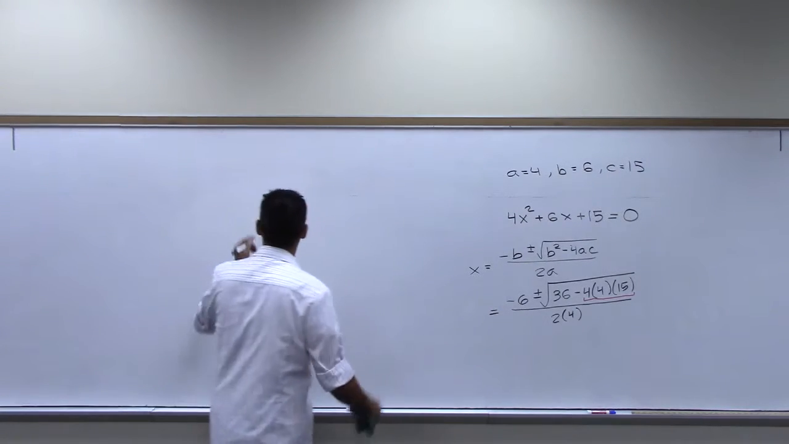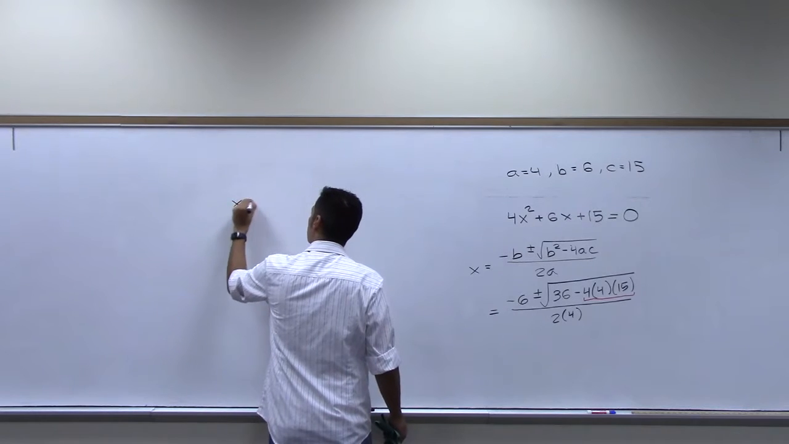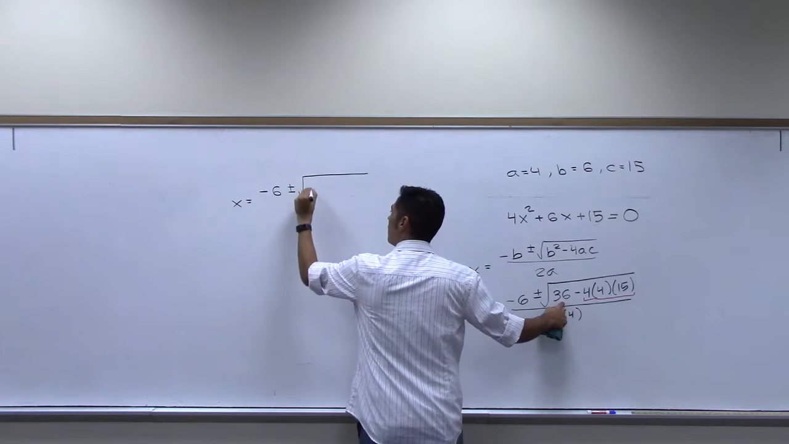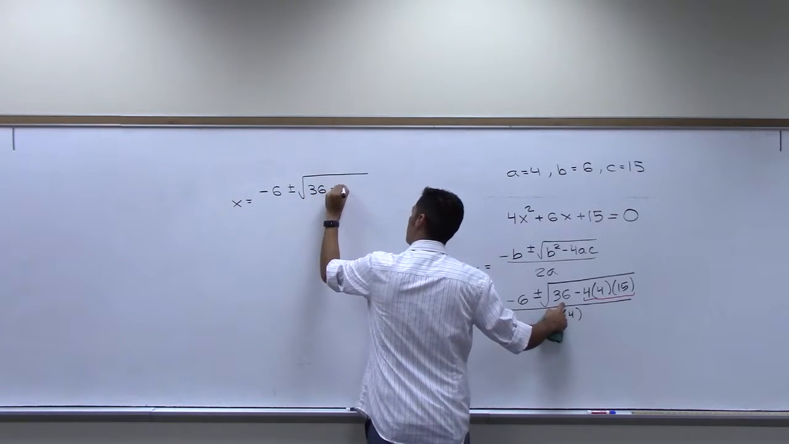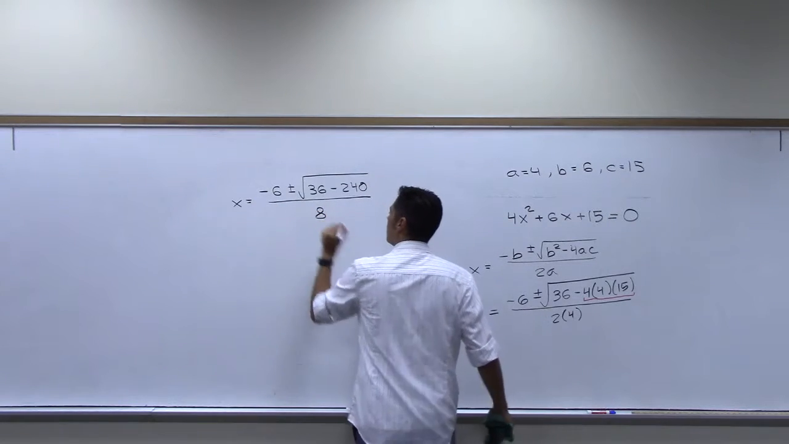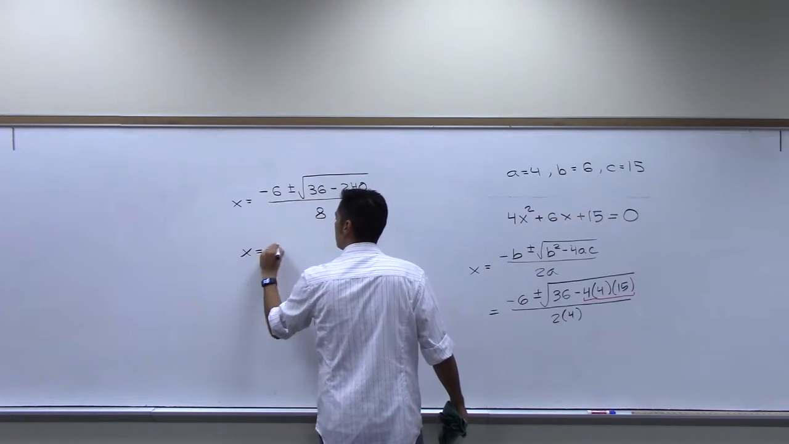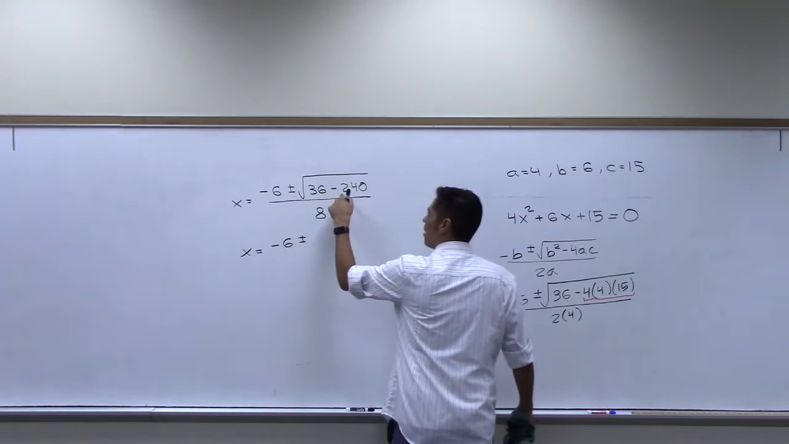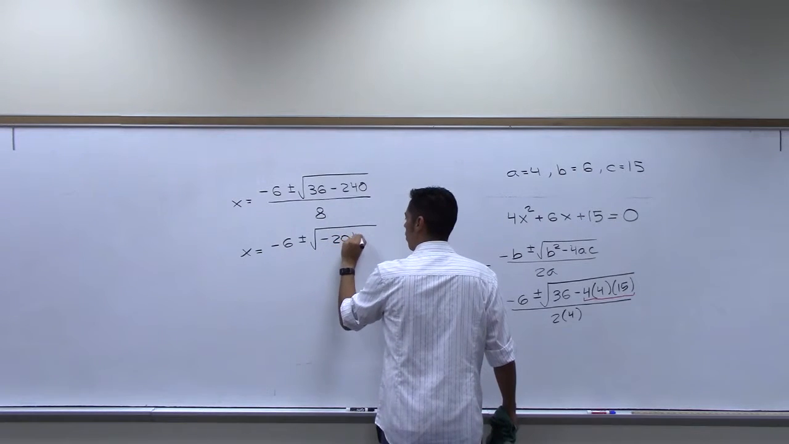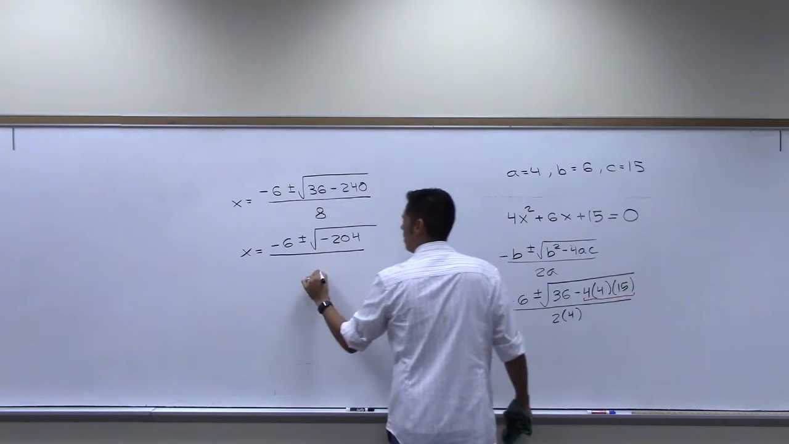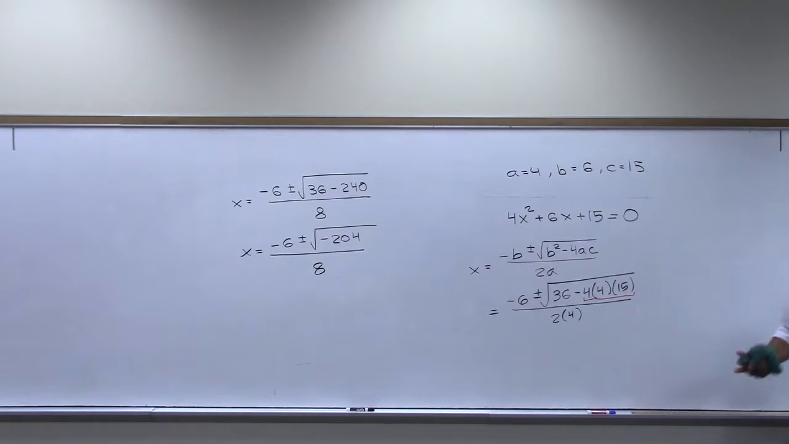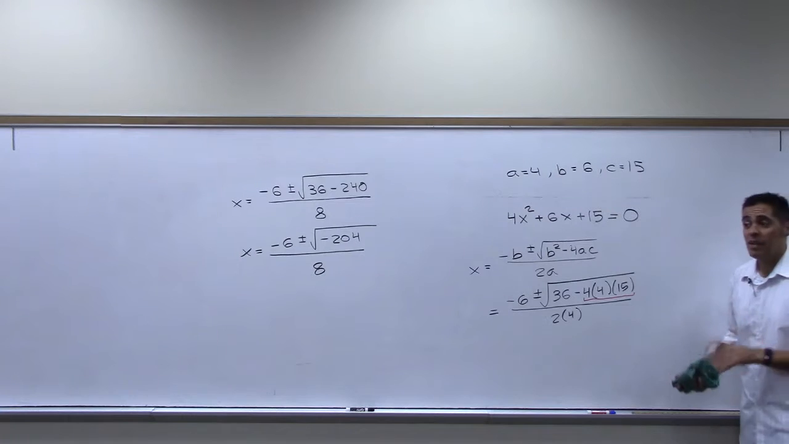After you subtract, okay. So let me do that. Negative b is negative 6 plus or minus the square root. This is 36 minus 240 over 8. And then this is x equals negative 6 plus or minus 36 take away 240 is negative 204 over 8. And then I told you if you see a negative in there, at that point you know you're going to have an i.